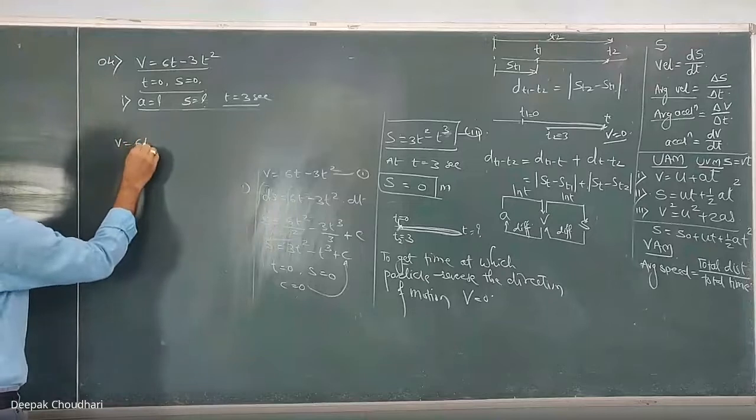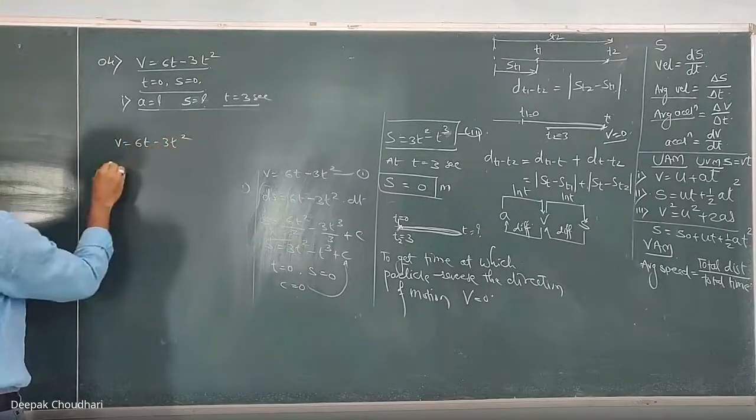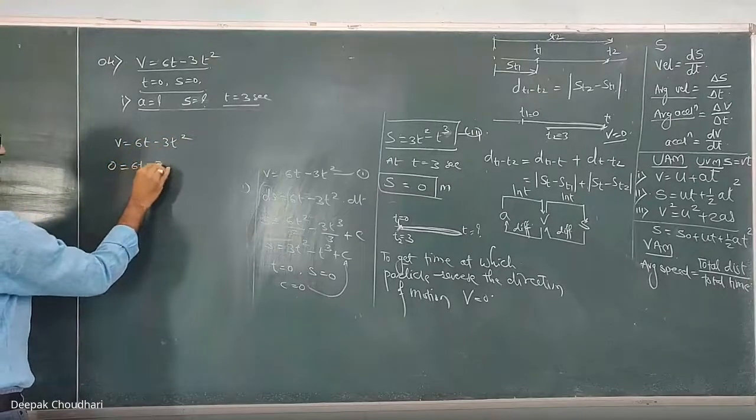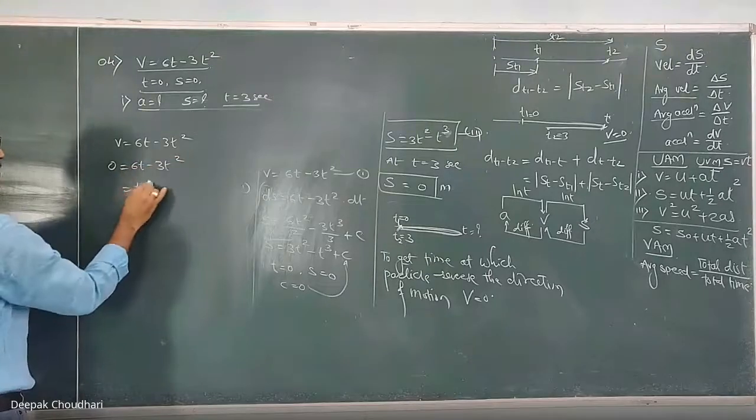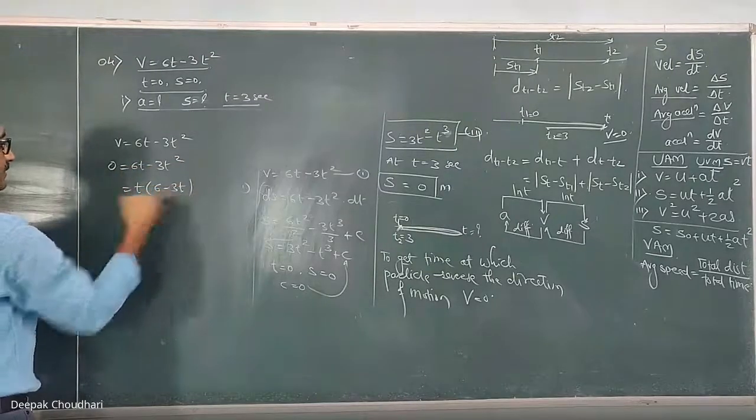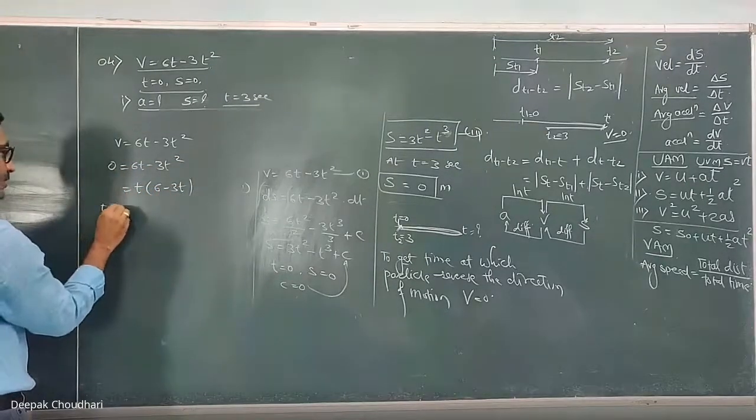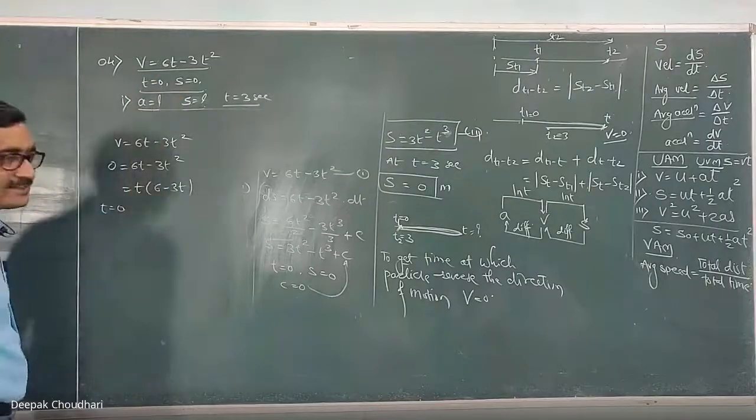So the velocity equation is v equals 60 minus 3t square. Let's equate it with 0. So it is 60 minus 3t square. If I take t common, then it is 6 minus 3t. Here it means at t equal to 0, v equals 0, but that is given.